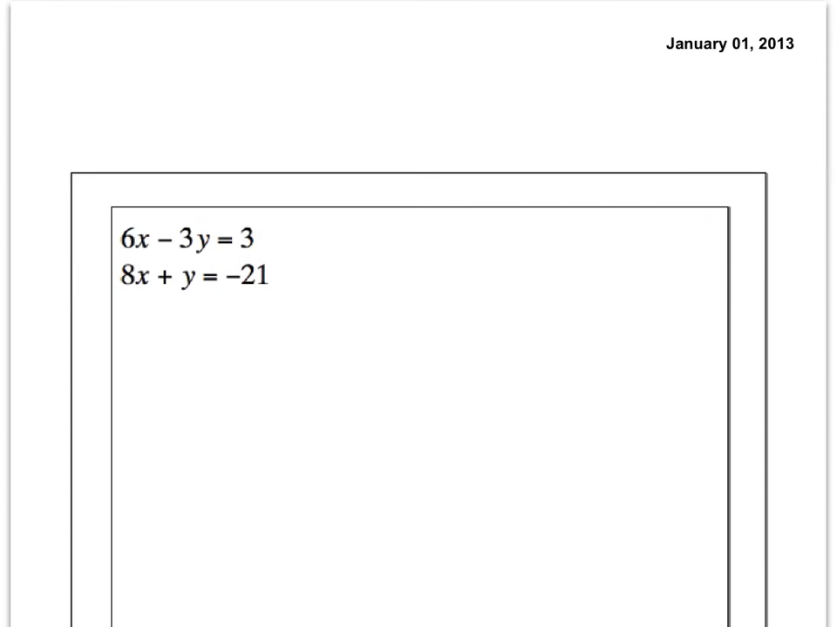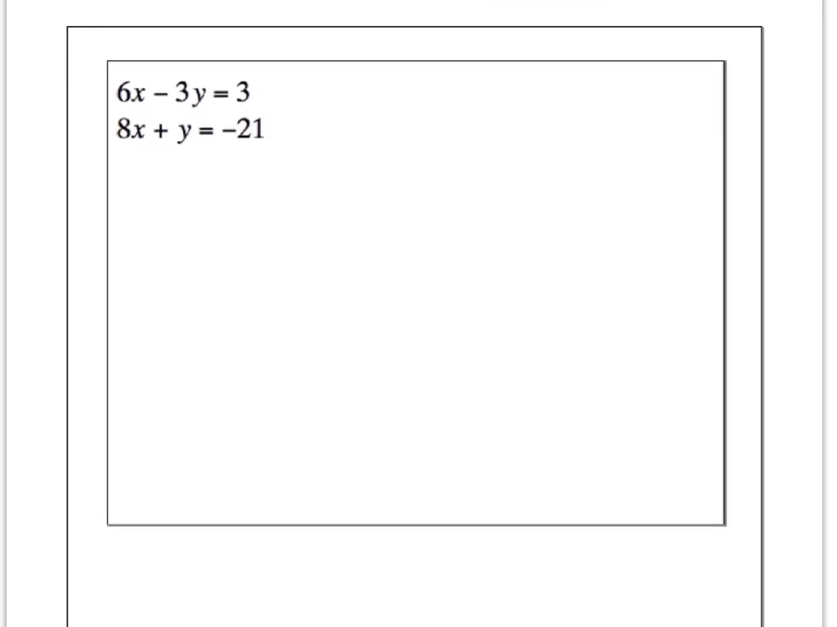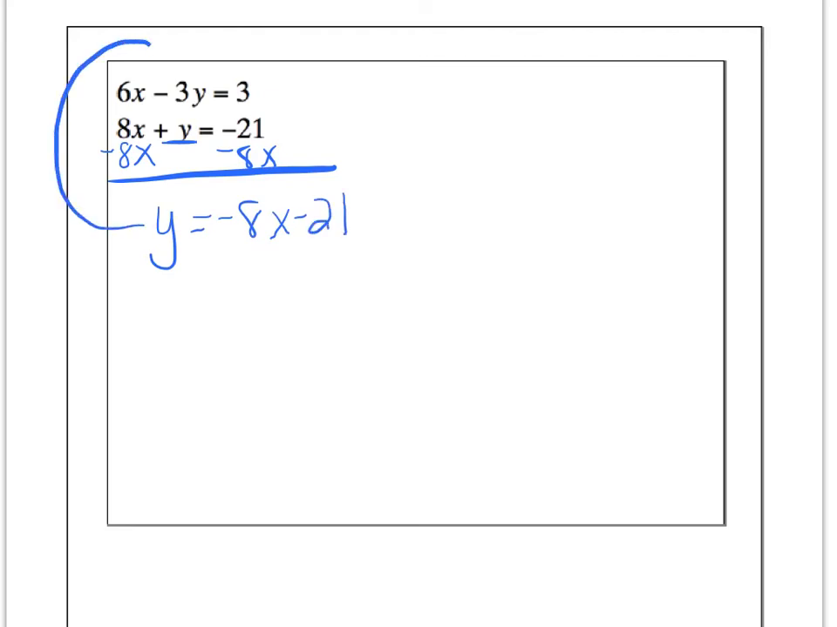The last page, we've got to look to see which variable would be easiest to solve for. In this case, I'm going to choose this one because the y is by itself. So I'd subtract 8x from each side. I get y equals negative 8x minus 21. So I'm going to take what y equals and plug it in up here. So I'm going to say 6x minus 3 times what our y equals, (negative 8x minus 21), equals 3.